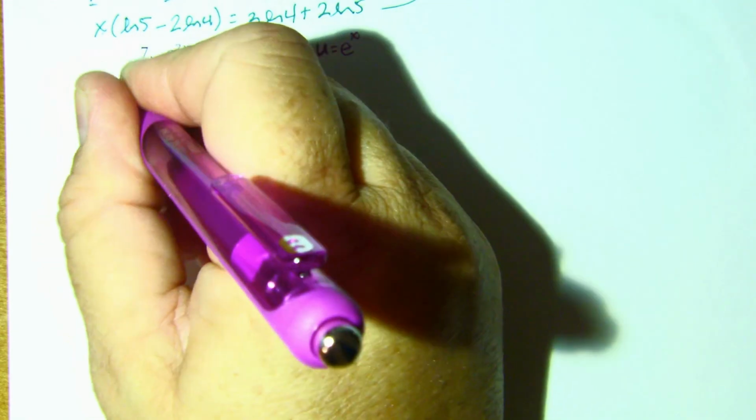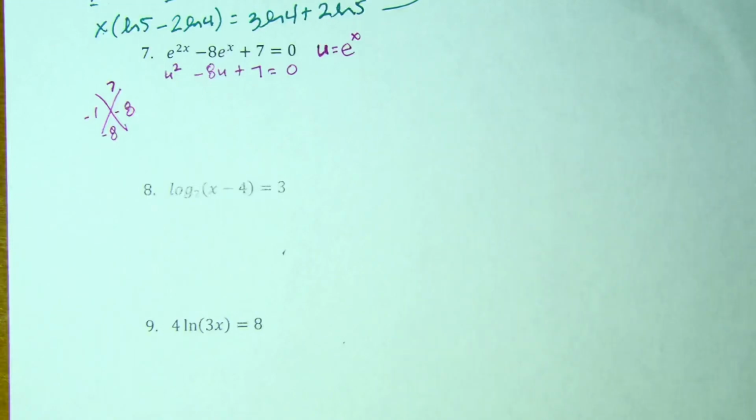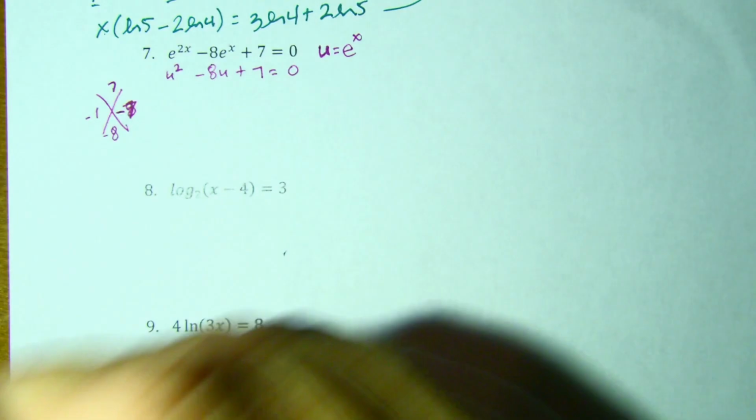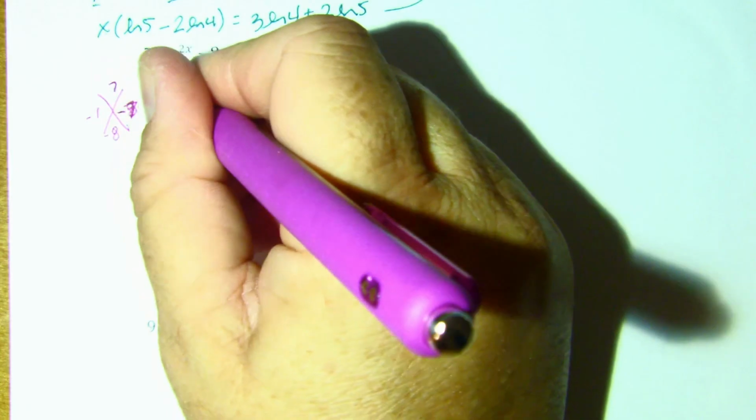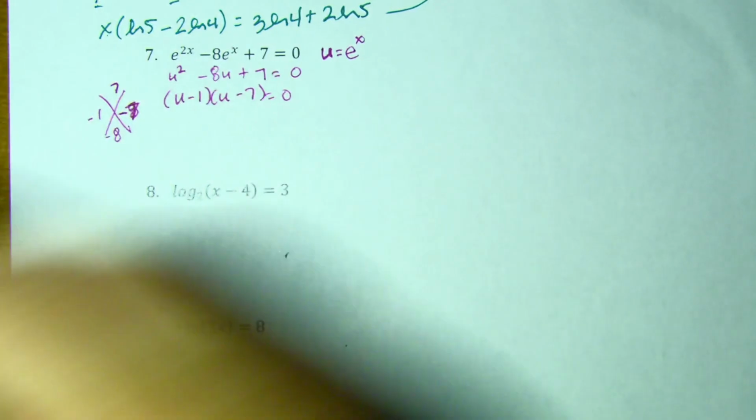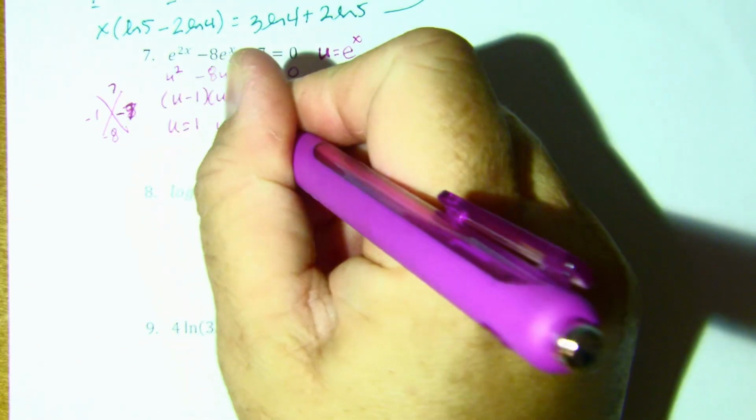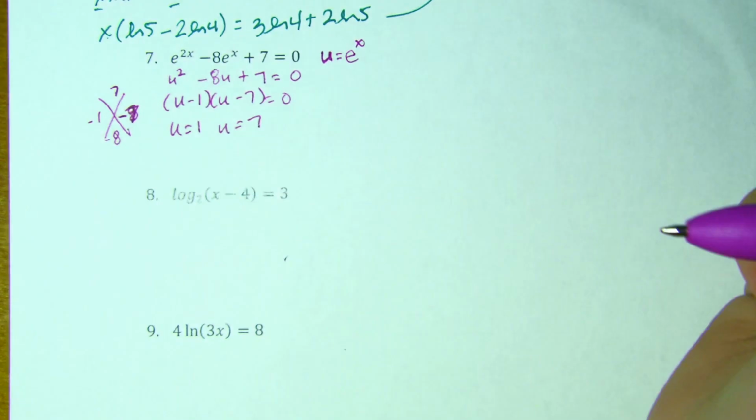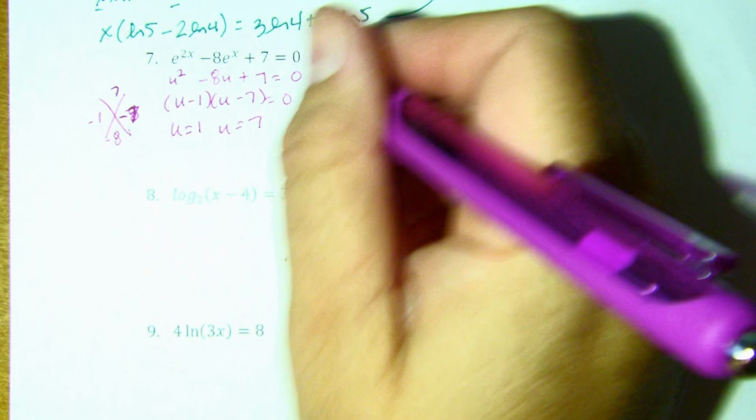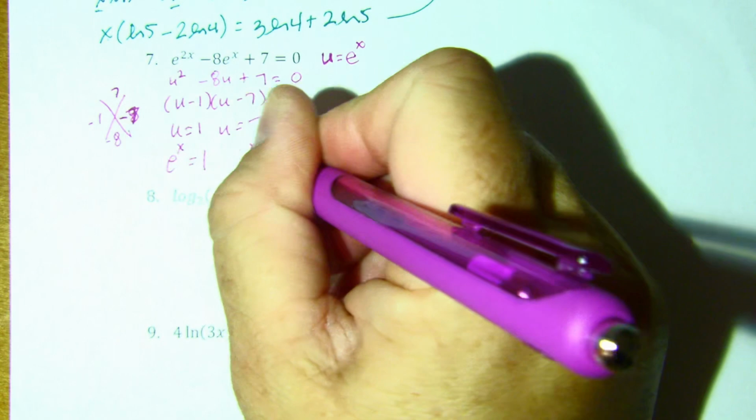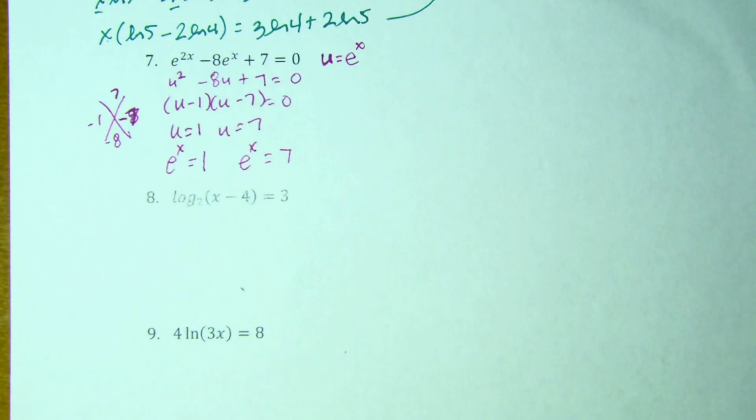If you use the x method on this, 7, negative 8, that's negative 1 and negative 8. Or I'm sorry, negative 7, not negative 8. And so factoring that, that would be u minus 1 and u minus 7. Well, then we get u equals 1 and u equals 7. Now we're not trying to solve those equations, we're trying to solve it with e to the power of x. So remember, u is equal to e to the x. So e to the x equals 1 and e to the x equals 7. Those are the two equations we're solving.